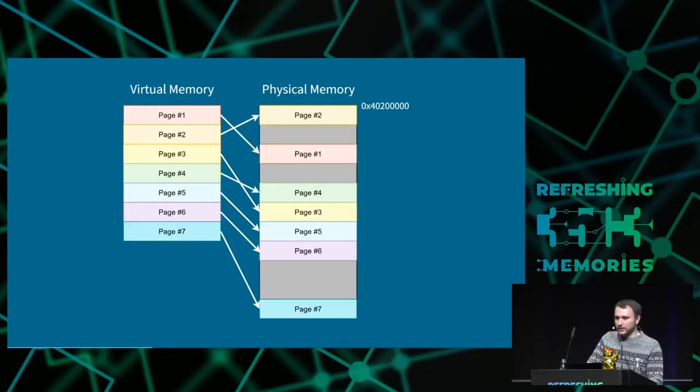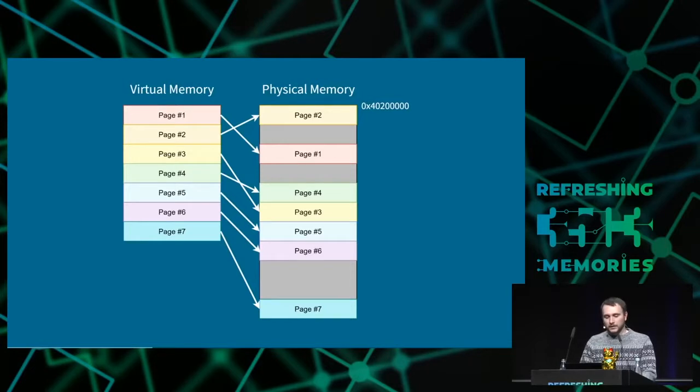So this is virtual memory, and this is physical memory. You can see that we have page 1 through to page 7. And if you look at the physical memory side, you can see that the pages aren't in order. So if we were to pass page 1's physical address to FUD, it won't receive the right data. It will receive page 1, some unknown data, page 4, page 3, not intended.